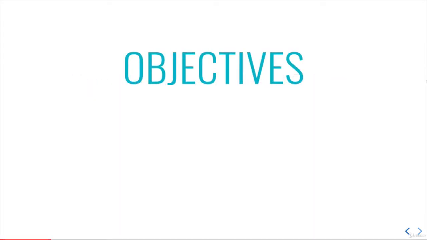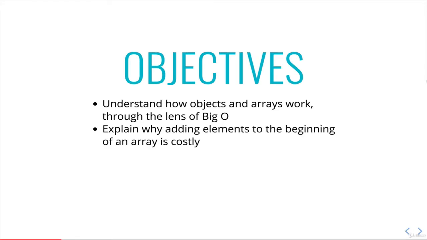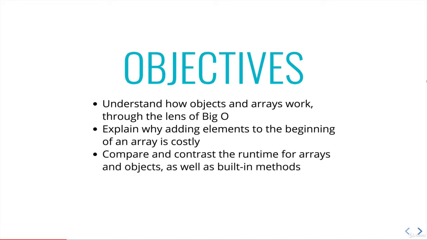So first, our objectives. Understand how objects and arrays work through the lens of big O. So various operations. Is there a fast way to insert to an array? Is there a slow way? That sort of thing. Explain why adding elements to the beginning of an array is costly. Gave it away. And we'll talk about why that is and how it works, and if there are alternatives, if there's a better way of inserting. And then we'll compare and contrast the runtimes for arrays and objects, but also their built-in methods.